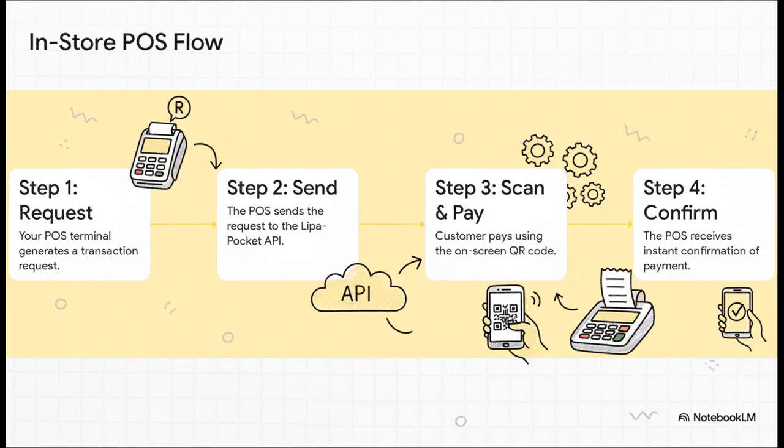And this works just as smoothly in a physical store. Your existing point-of-sale terminal, the cash register, can be programmed to call the API, which pops up a unique QR code on the screen. Your customer scans it, pays with their phone, and the moment it's done, the terminal gets an instant confirmation and prints the receipt. It completely replaces the old credit card swipe with a simple, secure scan.